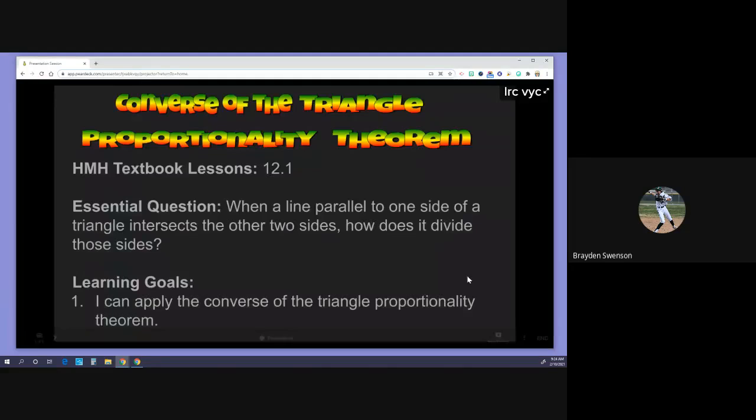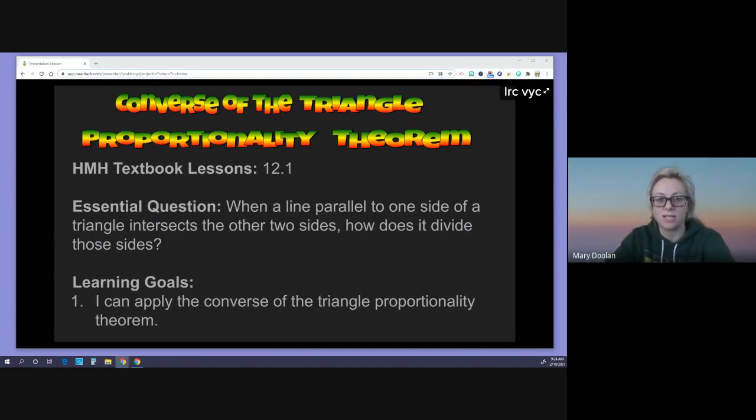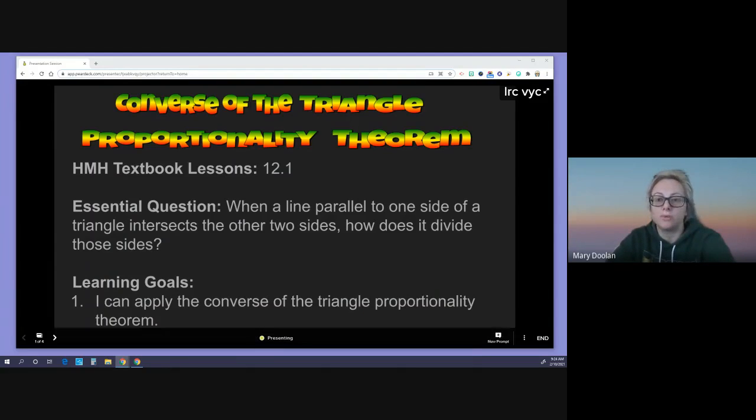All right. So, the converse of the triangle proportionality theorem. We already learned about the triangle proportionality theorem, but now we're going to learn about the converse. So it's basically it in reverse. And this goes with lesson 12.1, right out of your text.